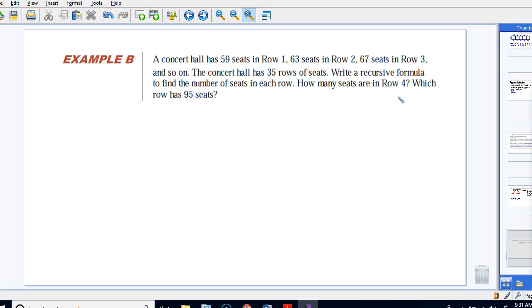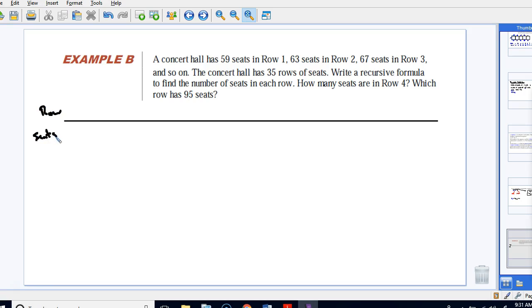Alright, so what we can do is make a quick table and check to see how this is going to work out, to see what number we start at. The top can be row, the bottom can be seats. So row 1, row 2, row 3, row 4, row 5, row 6, row 7, row 8. Let's just go that far.